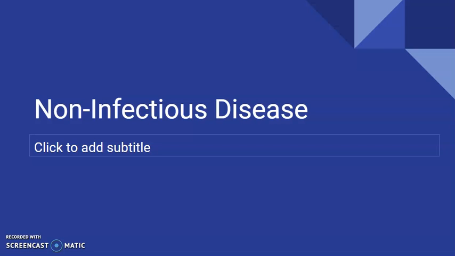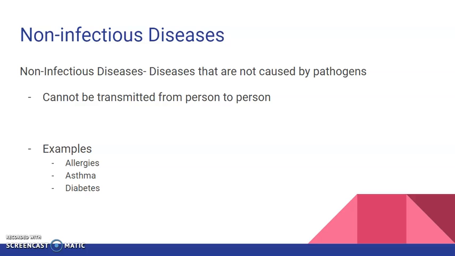Okay, so today we're going to talk about non-infectious disease. So diseases that aren't contagious, so you can't get them from somebody else. So the flu is an infectious disease, so this is not the flu. So non-infectious diseases are diseases that are not caused by pathogens. So they're not caused by viruses, bacteria, fungi, and so on and so forth. They cannot be transmitted from person to person. And so the three examples we're going to talk about are allergies, asthma, and diabetes.